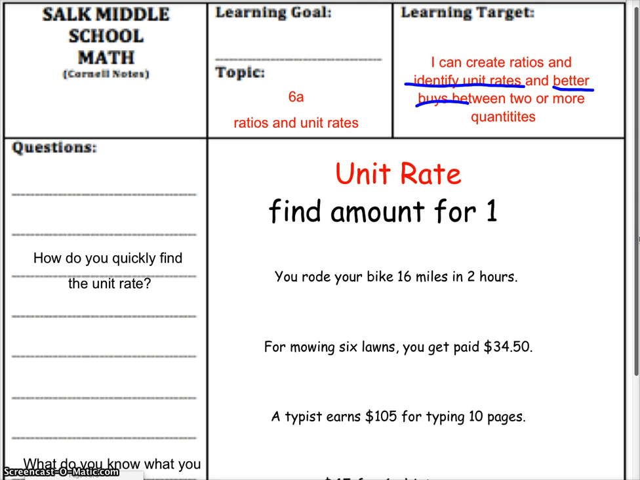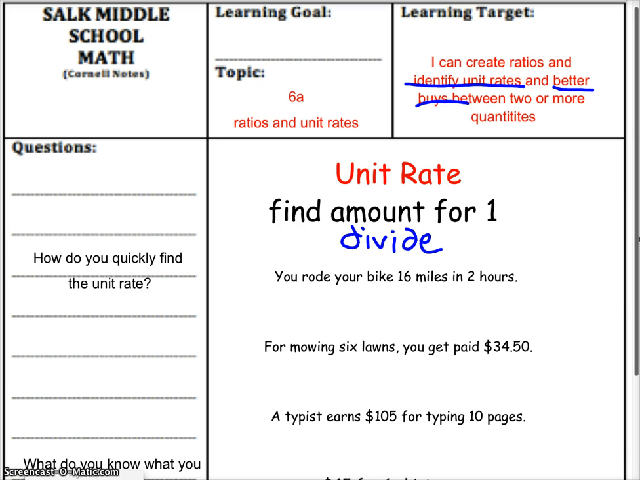All you do is divide. To find how much for one, you divide the numbers. But you need to know what goes on top, what goes on the bottom, because that definitely matters. So you want to know how much for one. To find out how much for one, you divide.